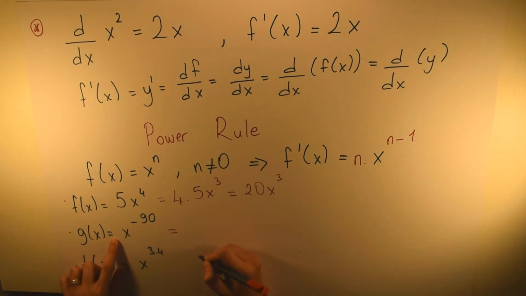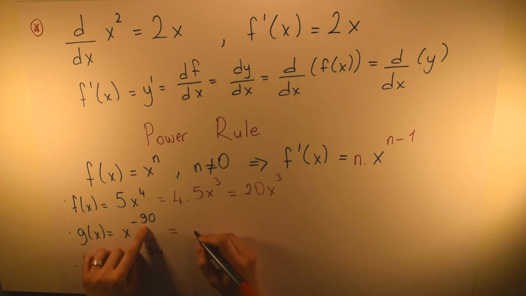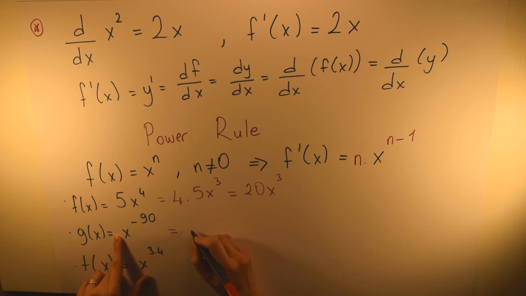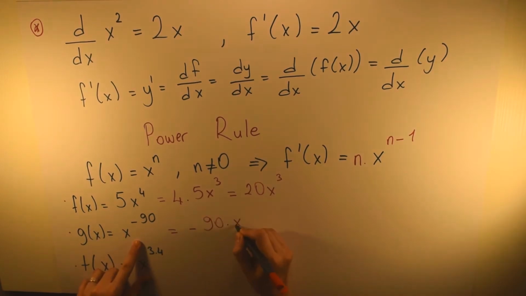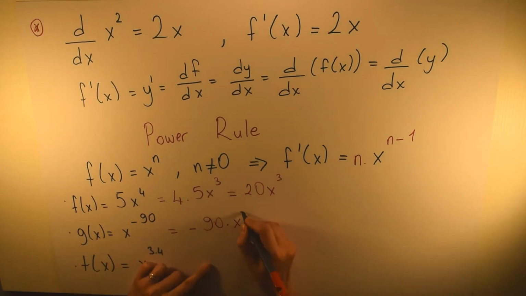Here g(x) is equal to x to the power of minus 19. Same logic, you just put this minus 19 in front of x, so it will become minus 19 times x to the power of minus 19 minus 1, it is minus 20.